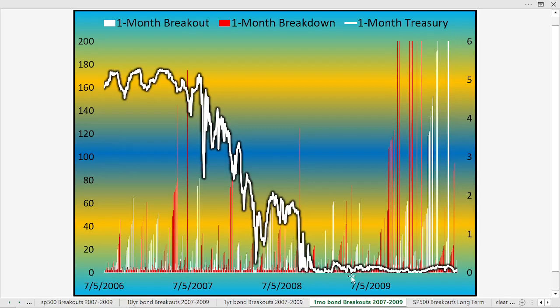So bull markets are led by long-term bonds. Bear markets are led by short-term bonds. Right now we see the opposite occurring. Short-term bonds like the 1-month are very strong. Long-term bonds like the 10-year are very weak, or relatively weak, I should say. And the S&P 500 is very much in a trading range at the moment.